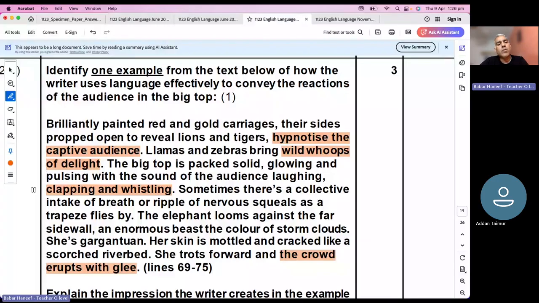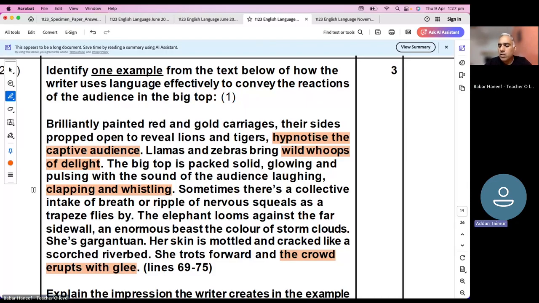So, Noor, what could "hypnotize the captive audience" mean? If you're picking up this example, what could it mean? Yes, to completely hold the attention of the audience. When someone is hypnotizing you, you are under the control of that person, right? It's completely engrossed.